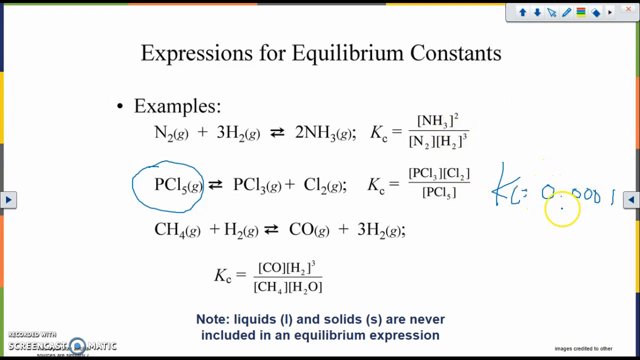FYI, small numbers less than 1 can also be expressed in scientific notation. So this can actually be written as 1 times 10 to the negative 4. So negative exponents in scientific notation are also an indication that the reactants are going to be dominant. Okay? I hope that helps.